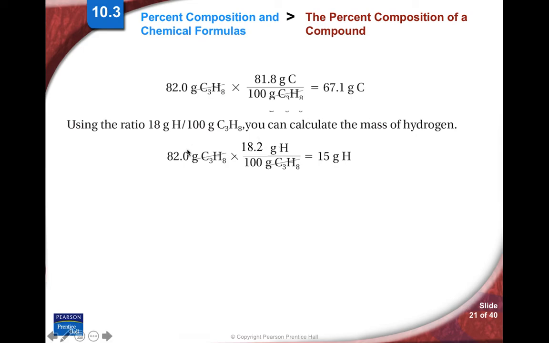You can do the same process for hydrogen. I took the 82 grams for my sample. 18.2 out of 100 is the percent set up as a fraction, and then that works out to be 15 grams of hydrogen. It's actually slightly less. You can see here that 15 and 67 is a little bit more than 82.0, but the process is similar.